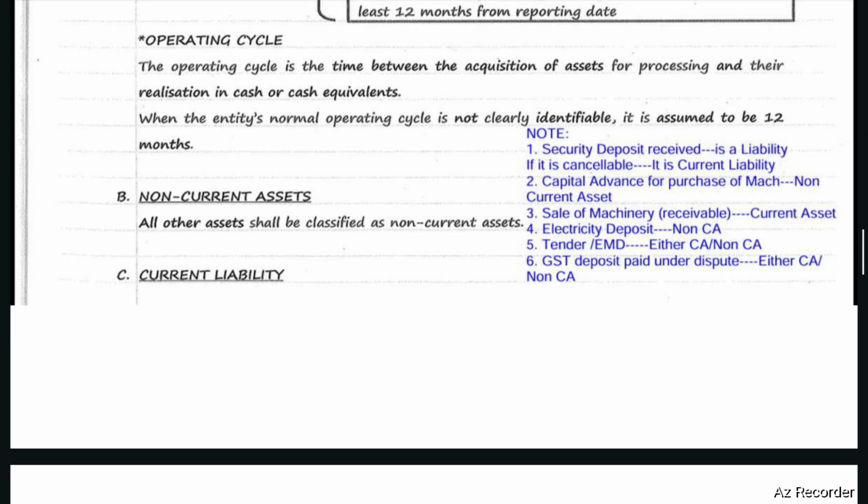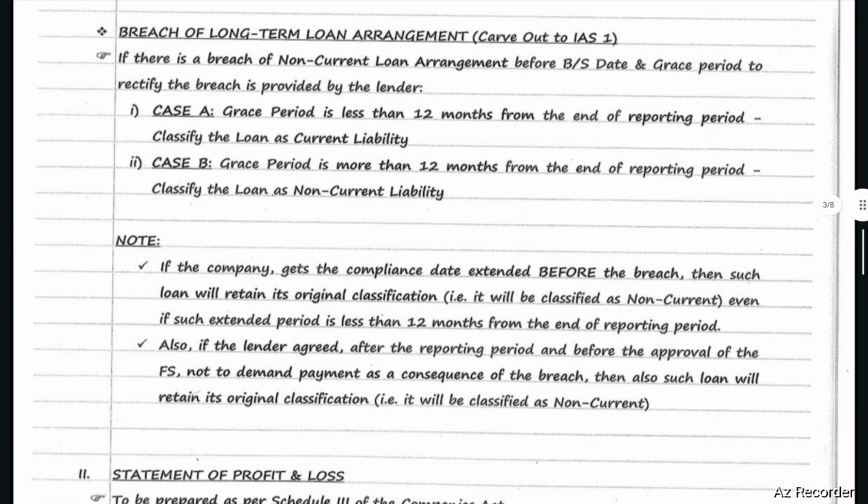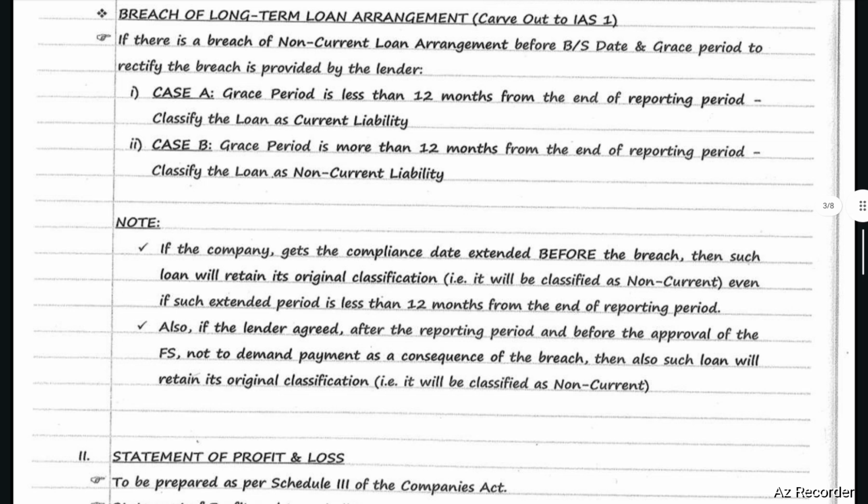Therefore, tender, EMD, GST deposit paid will depend upon the circumstances to be classified as current asset or non-current asset. Next, breach of long-term loan arrangement. This is a carve out to International Accounting Standard 1. There is a long-term loan arrangement. Some conditions pertaining to the long-term loan arrangement have not been fulfilled. In such a case, there is a breach of long-term loan arrangement.